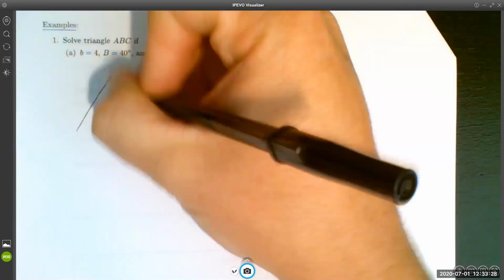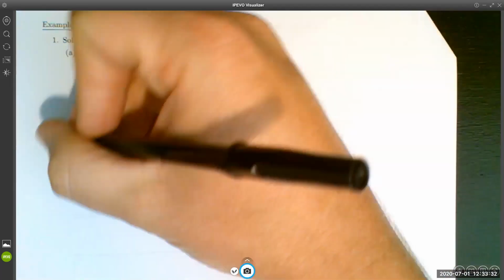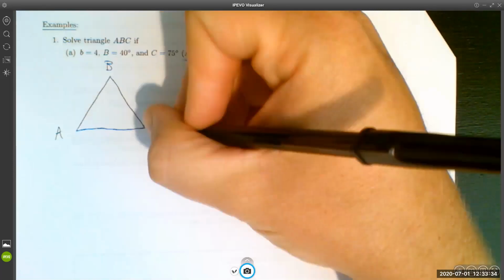This one says solve triangle ABC if little b equals 4, capital B equals 40 degrees, and capital C equals 75 degrees. This is an angle angle side triangle. To see that, it's useful to draw a picture. We have no idea what this triangle really looks like, but it doesn't matter. Just give yourself some generic triangle and start labeling. It'll help you keep track of what you're looking for.